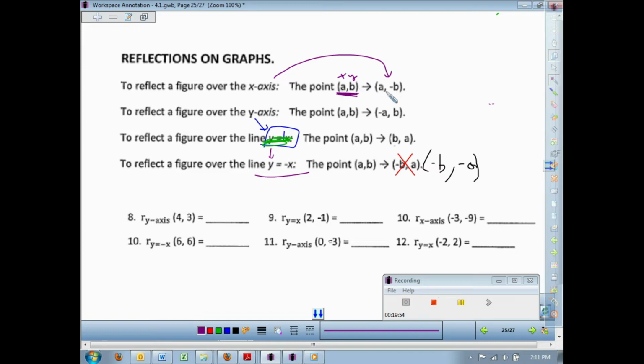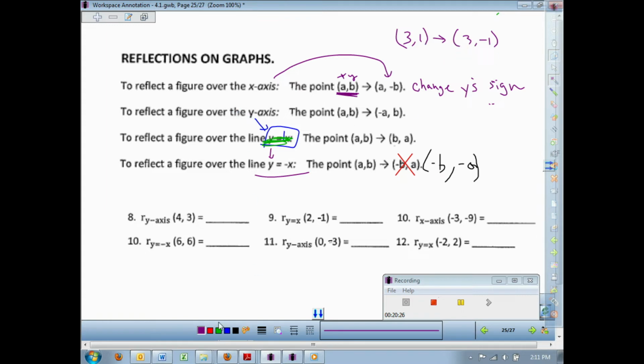Did the x value change at all? This is A, that's A, so it doesn't change. Does the y value change? Yes, this was positive, that's negative. Well, what that really does is it changes the sign. So to reflect over the x-axis, the rule is you change y's sign. Like the point 3, 1 reflected over the x-axis would be 3, negative 1. X value stayed the same, change y's sign.